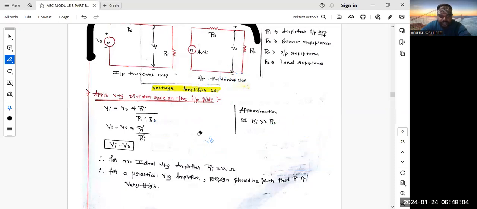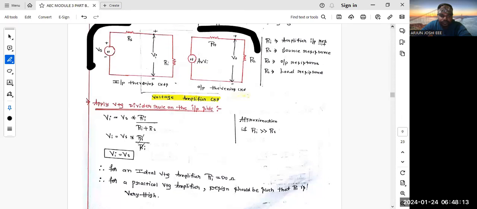Okay, first we need to understand what you mean by voltage divider rule. Here, we need to apply the voltage divider rule in order to find out Vi. How to apply the voltage divider rule? Very simple, students. I want Vi, the voltage across Ri.